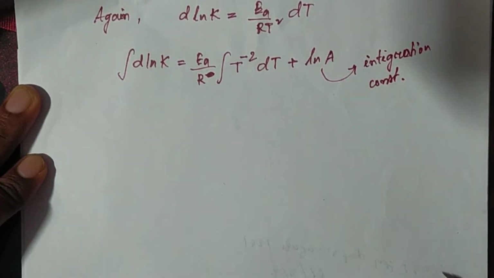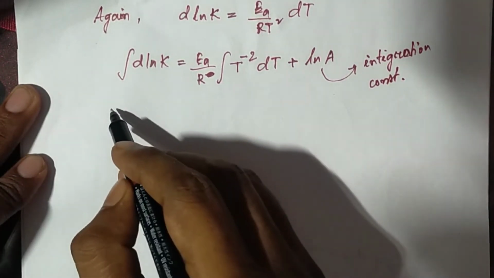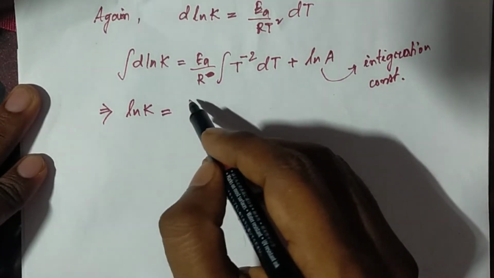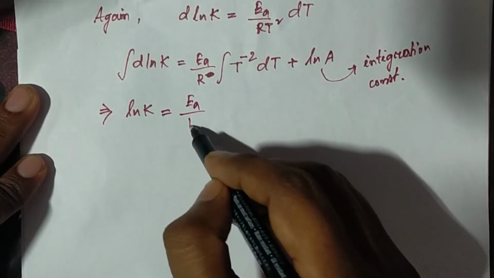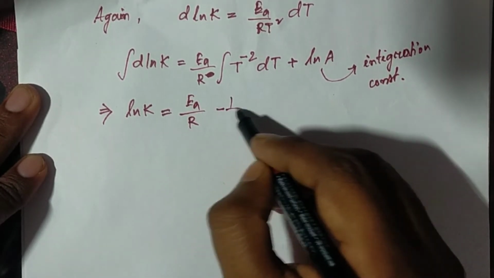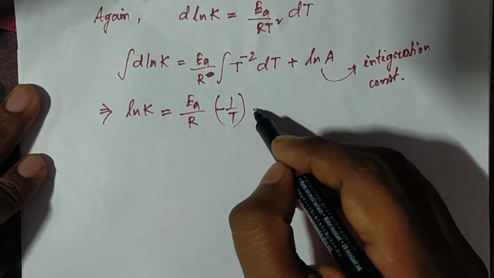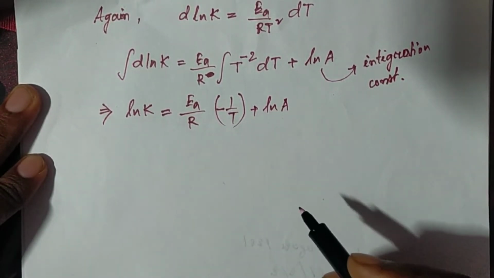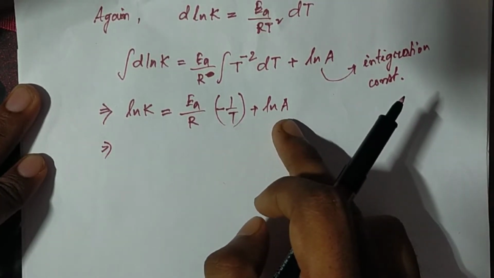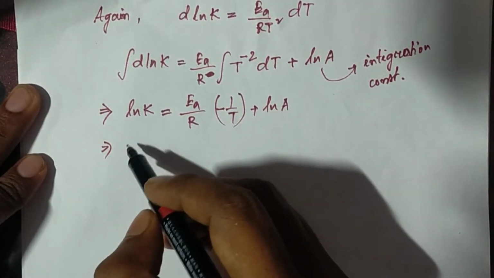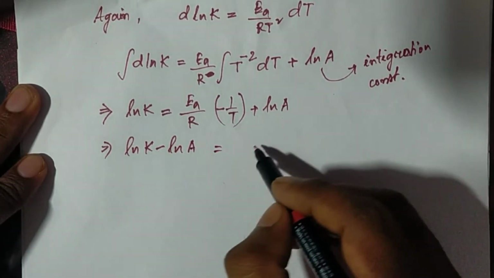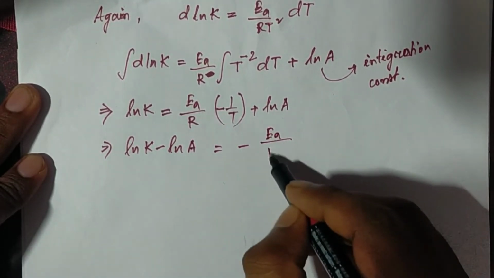Okay, this is the integration constant, and it will become ln k, and here it is EA by R, and it will be minus 1 by T. And here it is ln A, and when we bring this ln A here, we can write ln k minus ln A is equal to minus EA by RT.